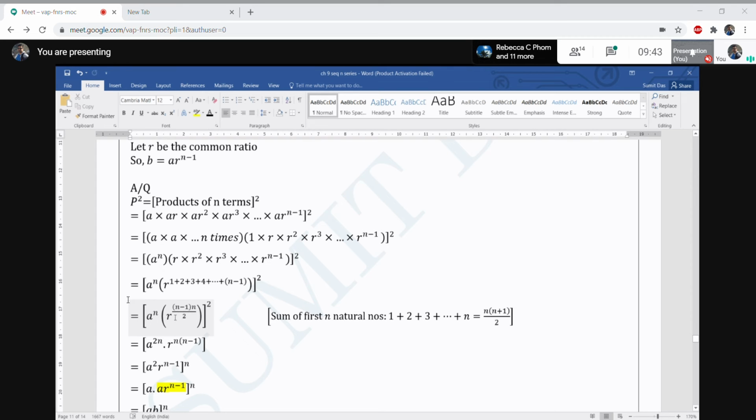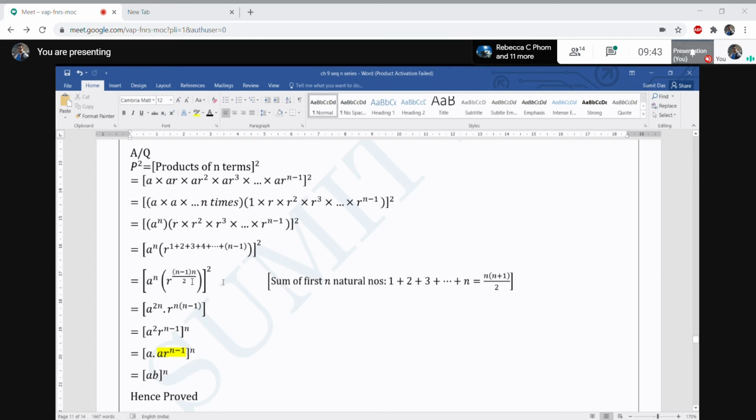Fine. Now, in the next line, I'm taking the square inside. So this 2 will multiply with n, so it will be 2n, and this 2 and this 2 will cancel, so it will be r to the power n into n minus 1. After that, I'm taking the n outside, that you can see a to the power 2n and r to the power n into n minus 1. So what will remain inside? What remains will be a square into r to the power n minus 1.